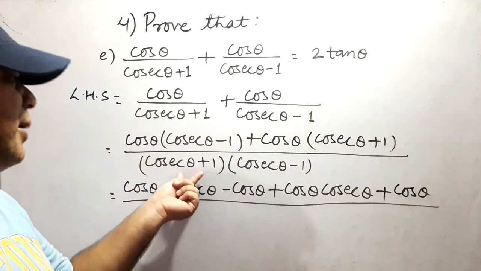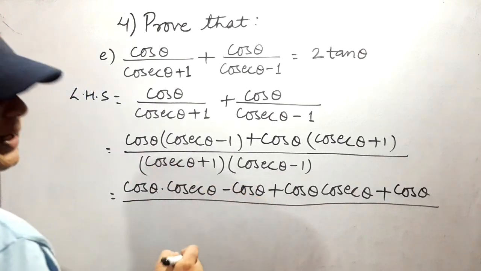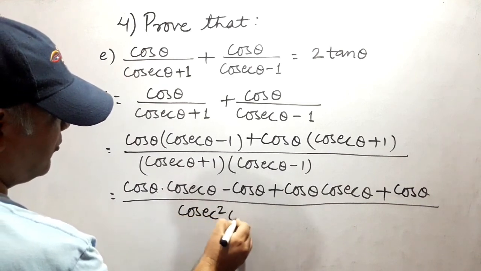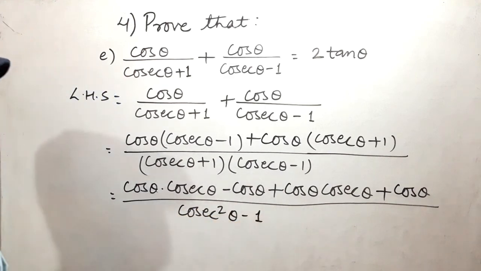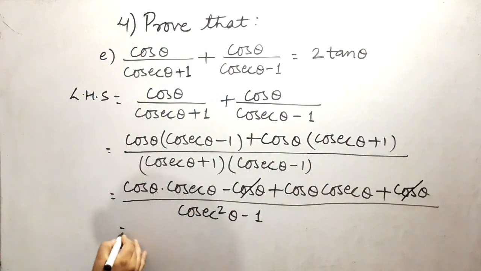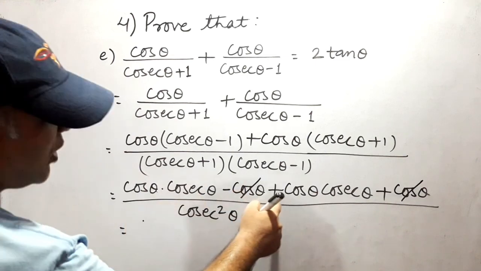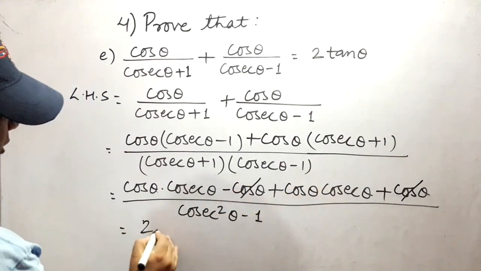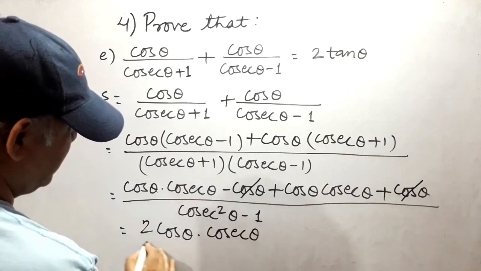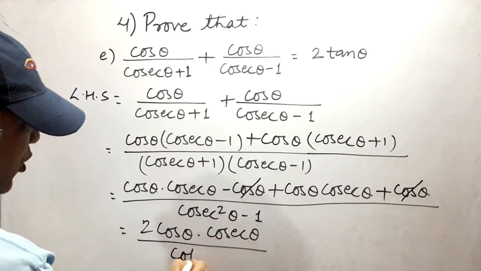They are in the form a plus b, a minus b. So a plus b into a minus b can be written as a square minus b square, that is cosec square theta minus 1. We can see that minus cos theta and plus cos theta get cancelled. Now the remaining cos theta into cosec theta plus cos theta into cosec theta, that is 2 cos theta into cosec theta, by cosec square theta minus 1, which equals cot square theta.